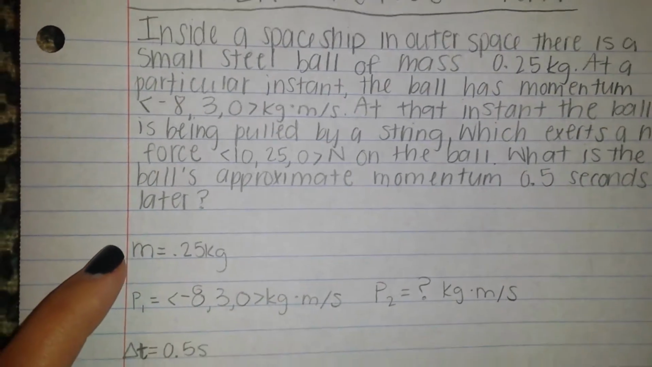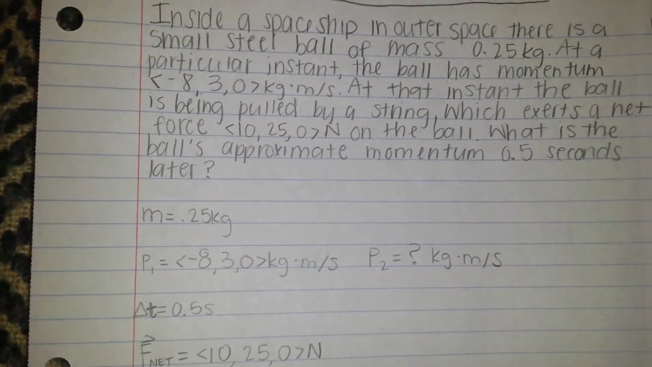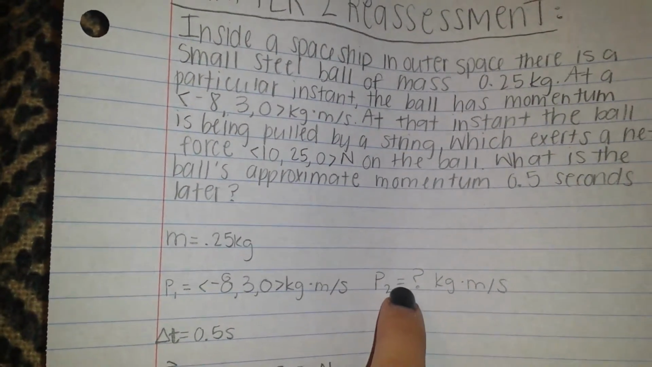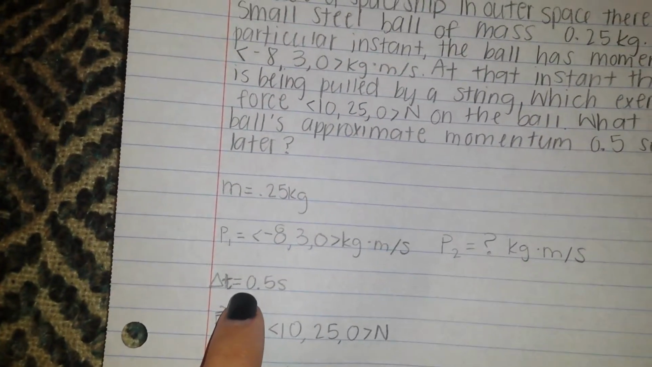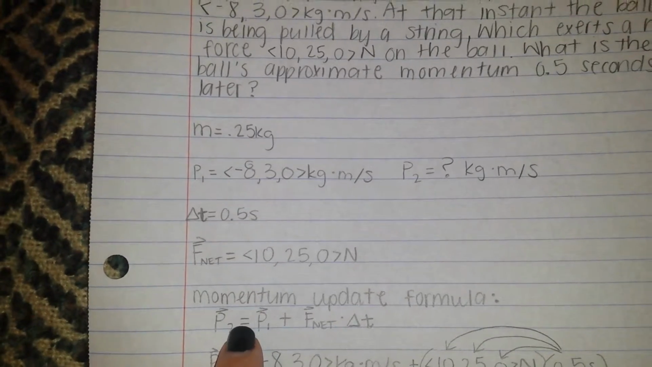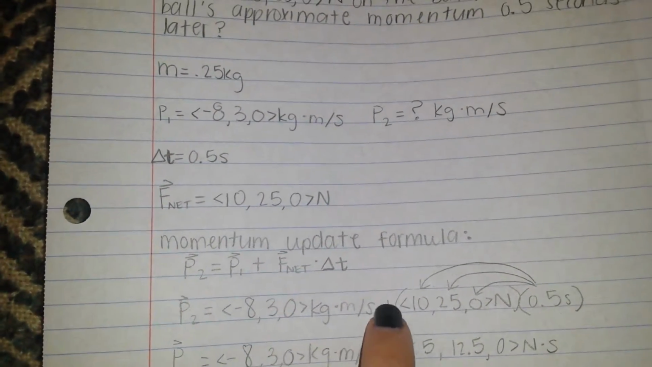I decided to write out my variables here, and I put here that this is the variable that I'm looking for, which is the second momentum, which would be after the 0.5 seconds. So here's the momentum update formula for you. Here it's written out.